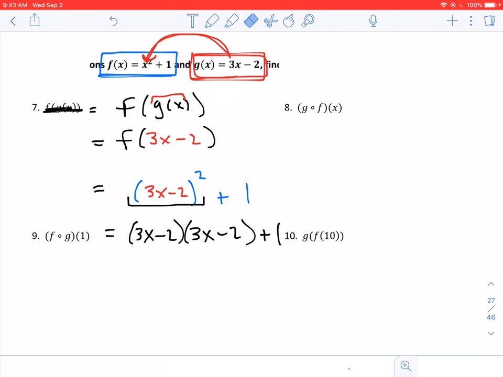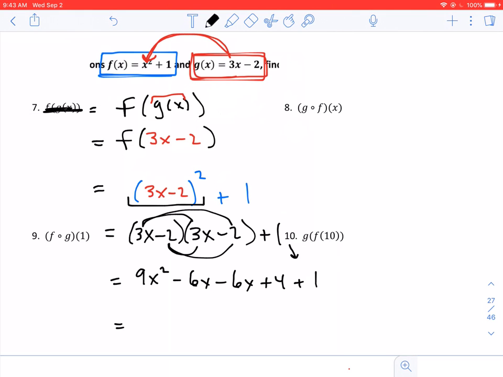Okay, let's FOIL out that 3x minus 2 times 3x minus 2. So first, 3x times 3x is 9x squared. Outer, 3x times negative 2 is minus 6x. Inner, so another minus 6x. Last, negative 2 times negative 2 is positive 4. And then again, we're not going to forget the positive 1.